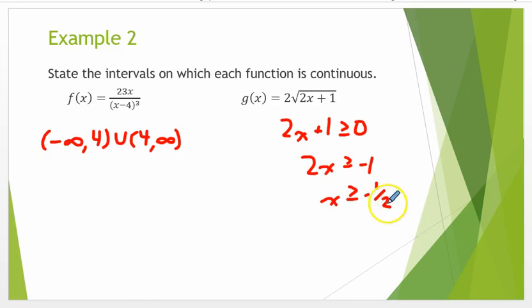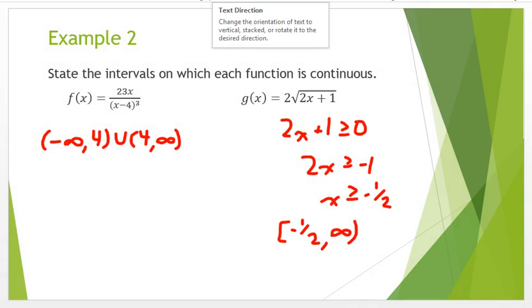So this function works as long as x is bigger than or equal to -1/2. Since I'm allowing equal to, I need to use a bracket to say -1/2. And I want the numbers bigger, so I'm going all the way to infinity. So this is where the function is actually continuous. It's where the function is defined for that second example.